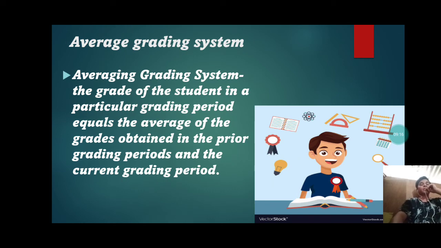Average grading system. In the average grading system, the grade of the student in a particular grade period equals the average of the grades obtained in the prior grading periods and the current grading period. An average grading system is based on the average of what the student receives over a set number of items. This is more widely used in a standards-based environment that is proficiency-based.